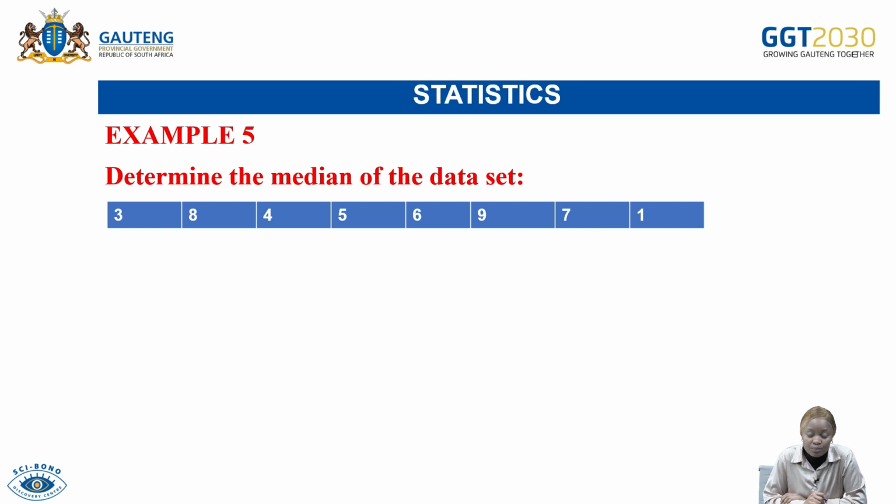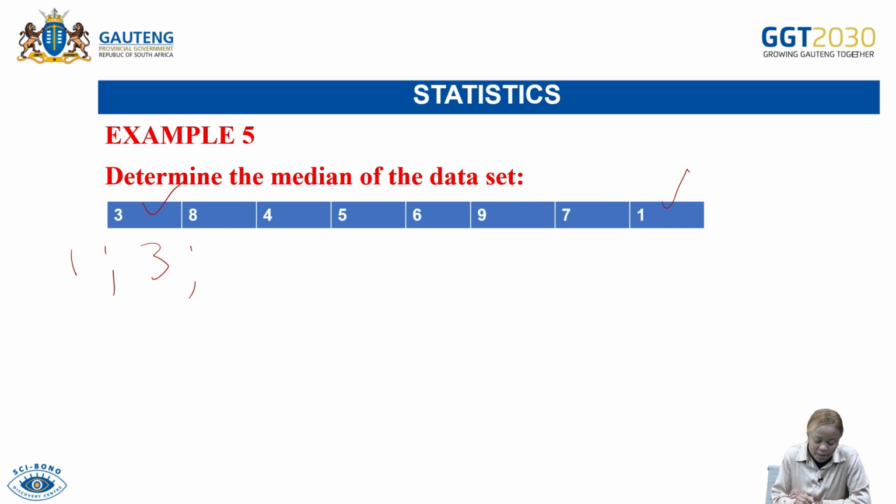Let's move to example number 5. Let's say now you are given an example whereby your data set is an even number. Ne? Okay, so first things first, I can see my data set is not arranged in an ascending order, right? So first things first, we need to arrange our data set in an ascending order. Okay, so the smallest value here is 1. So it means I'll start by putting 1. And then the second value is going to be 3.